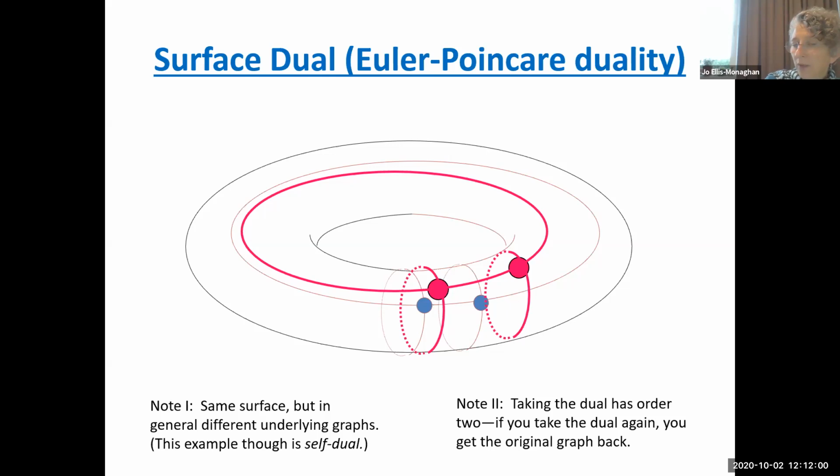The other thing to note here is that taking the dual has order 2. If you take the dual and then you take the dual again, you're back at the original graph. So it's an operation of order 2 on embedded graphs.